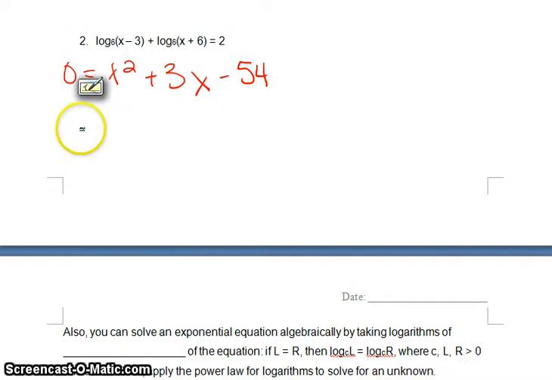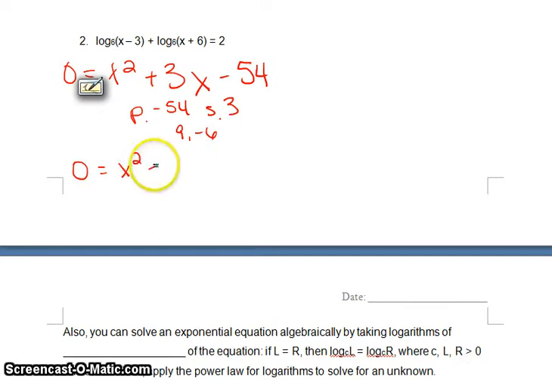Okay, so I asked you guys in the previous video to factor. So what you guys would do here is we have a product of negative 54 and a sum of positive 3. So we can rewrite this middle term here. What two terms would give you negative 54 and a sum of 3? That would be positive 9 and negative 6. So we write this middle term: 0 is equal to x squared plus 9x minus 6x minus 54.